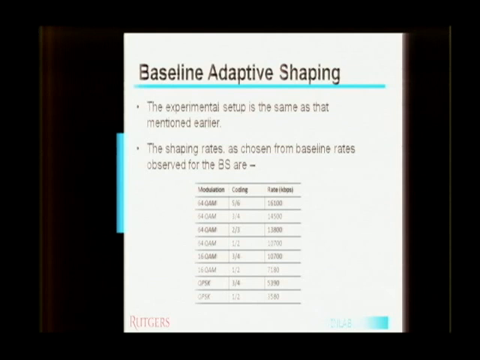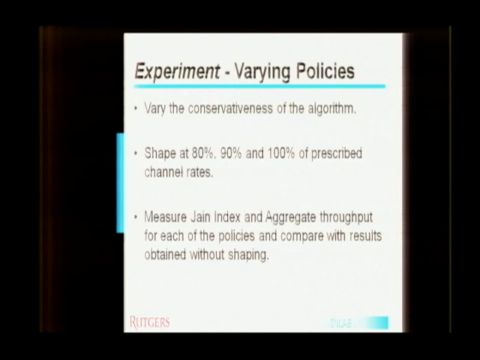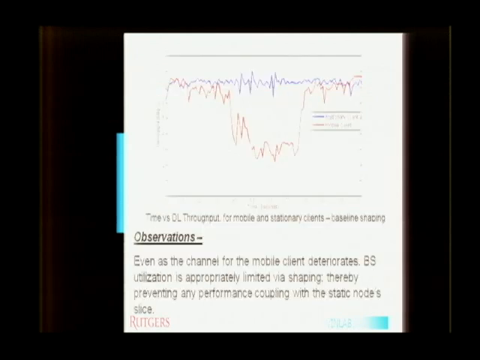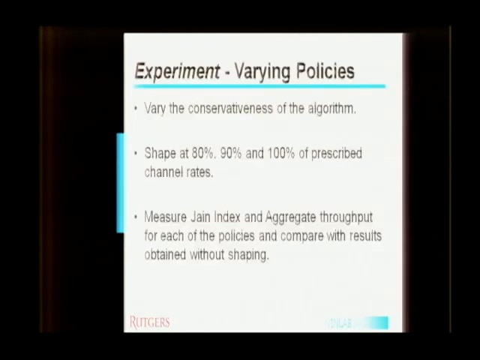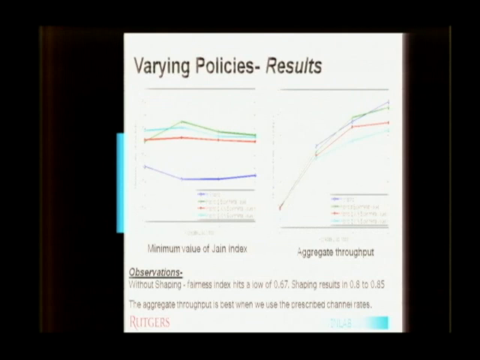So the next experiment that we wanted to do was vary the policy. The policy goes, if we have 100% of the channel condition, 100% are the rates that correspond to this, then we try to shape at rates which correspond to 80 and 90% of the experimental values. And we try to see the performance, we measure the Jain index and the aggregate throughput and try to see if making the rates more conservative has any impact on the performance.